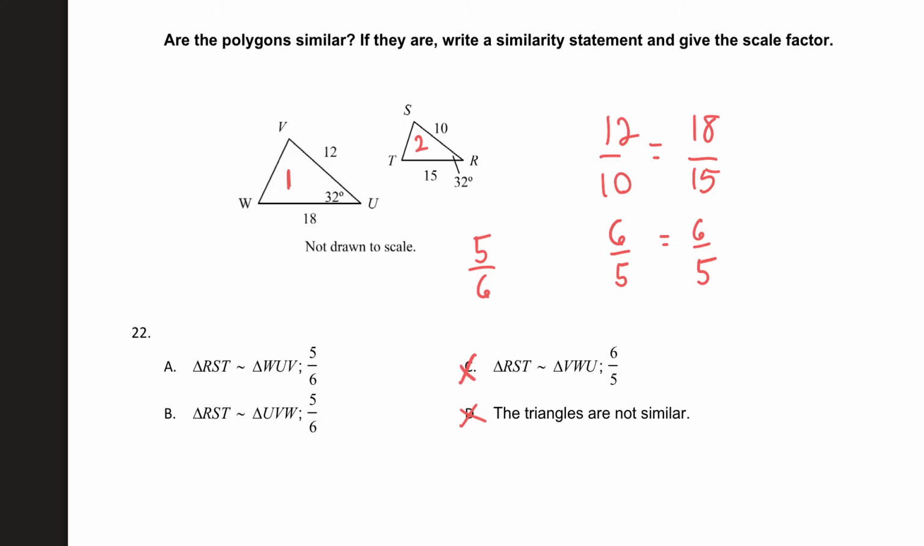Okay, and we have RST is similar to, let's see, angle R should be similar to angle U. They're both 32 degrees, so those should be the ones that you immediately start with. And the only answer that has that part in it is B. So I choose B.